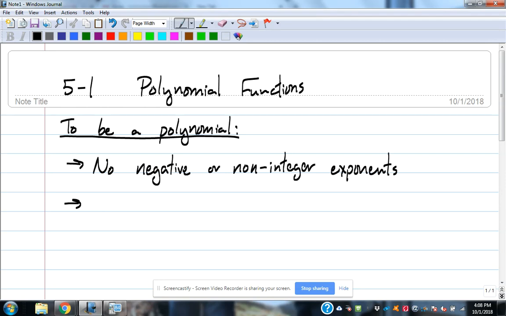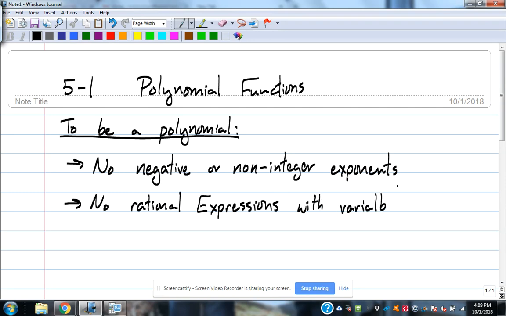If you're going to be a polynomial, moreover a polynomial function, you can't have any division by variables or negative exponents. That's what a negative exponent ends up causing. Or non-integer exponents. So that includes all of the roots, like square roots, cube roots, all of those things. Can't have that. And you also have no rational expressions with variables in the denominator.